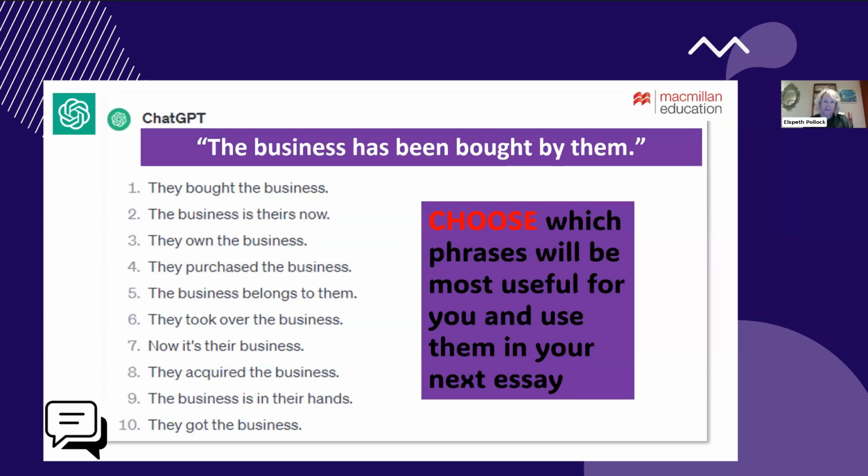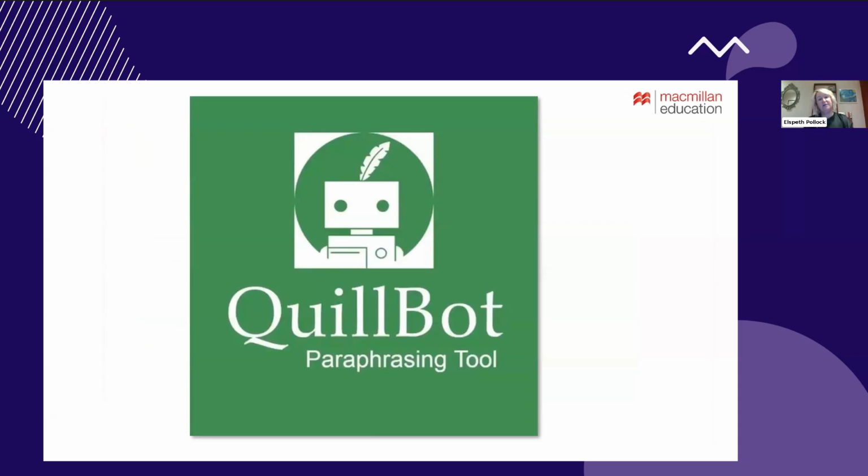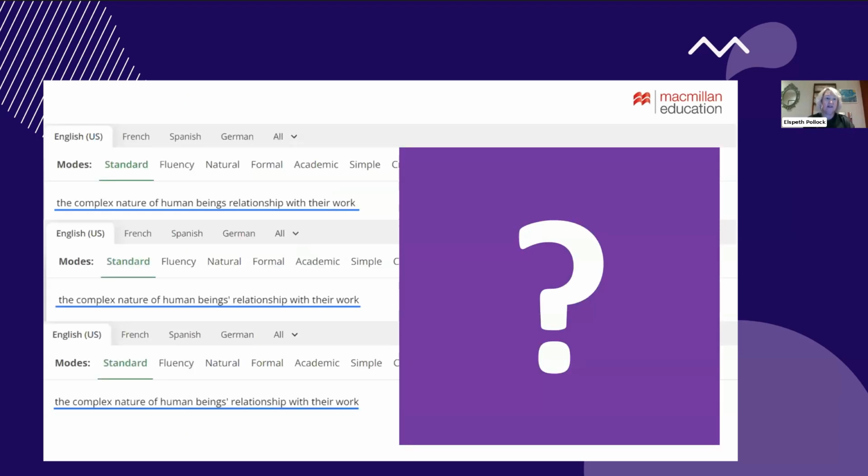There is actually a paraphrasing tool, which is free, called Quillbot, if you're interested. Quillbot can do many paraphrasing things. So for example, I take a phrase from a text from the course book. For example, here it's underlined in blue. Can you see? It's the complex nature of human beings' relationship with their work. That's my sentence. And I ask Quillbot to paraphrase it in 3 different ways.